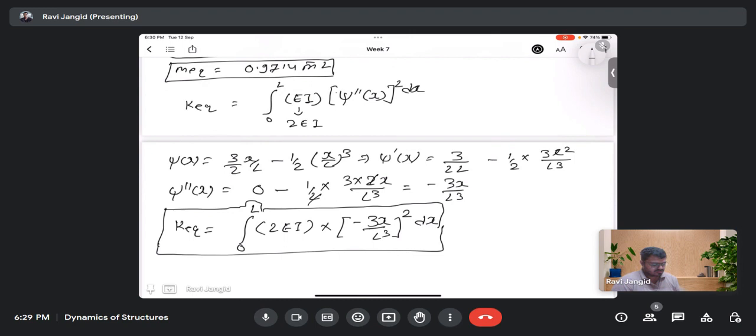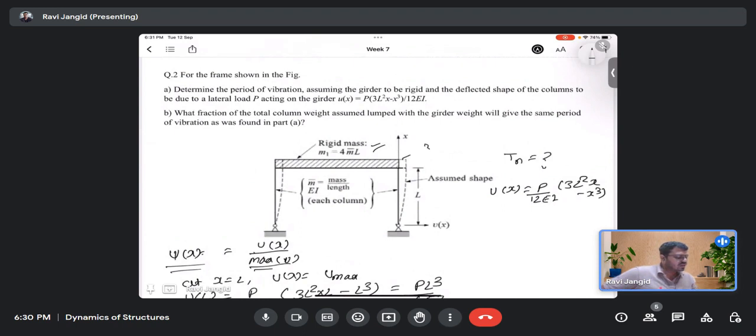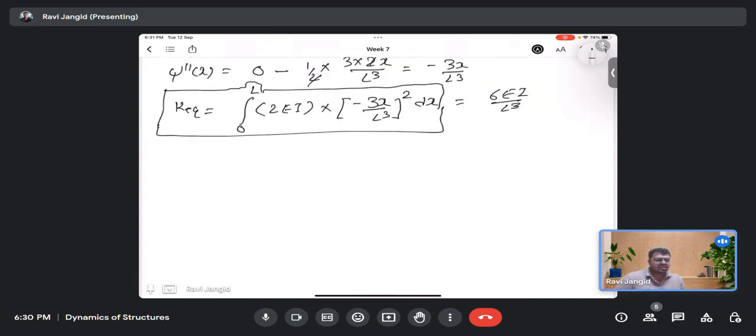It is 6 EI by L³. So it is coming out to be 6EI by L³. And we also know that for the column which is hinged at the bottom, for one column it is 3EI by L³. For both the columns it would be 6EI by L³. So now you have the k equivalent.